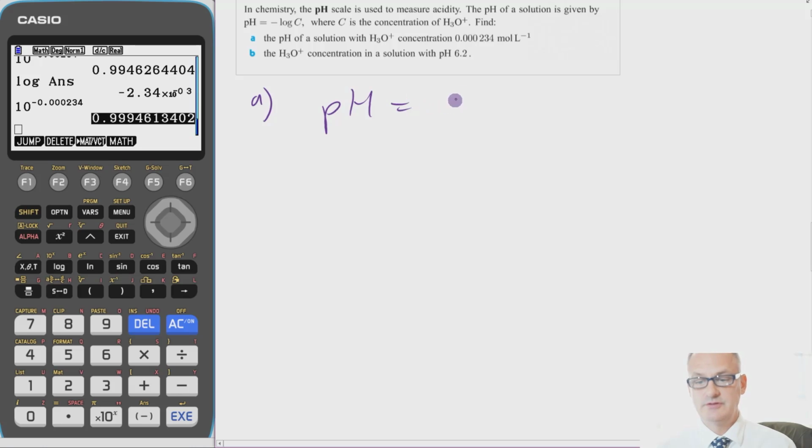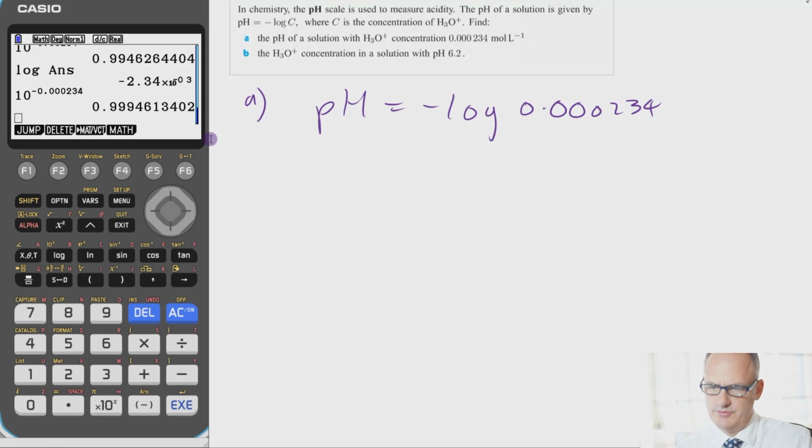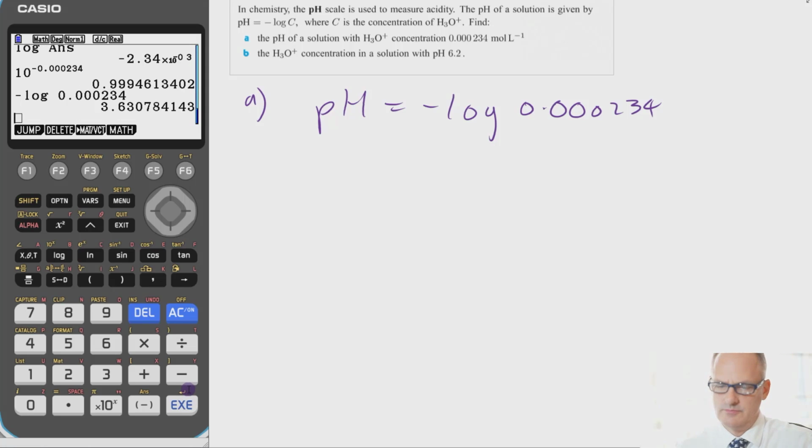So the pH is equal to, there's our concentration, so it's minus log of 0.00234. So let's type that into our calculator and let's put this value in. So we get minus log of 0.00234 correctly. Let's execute and we get a pH equal to 3.63 to 3SF.